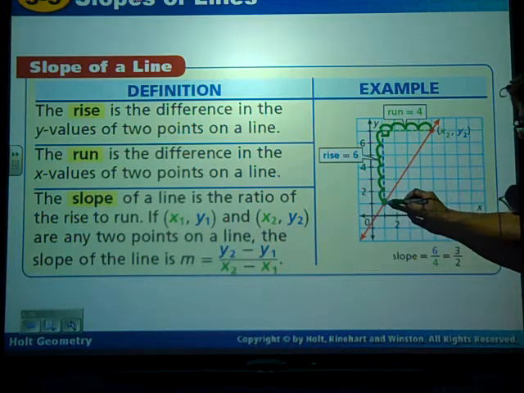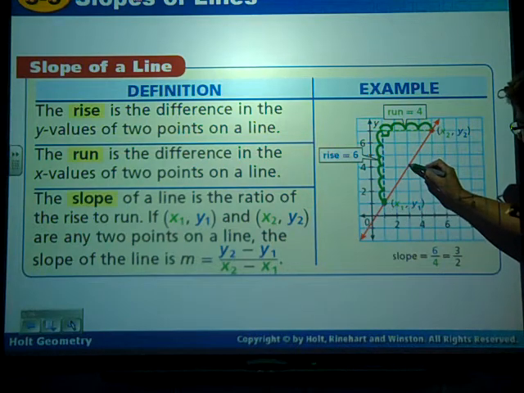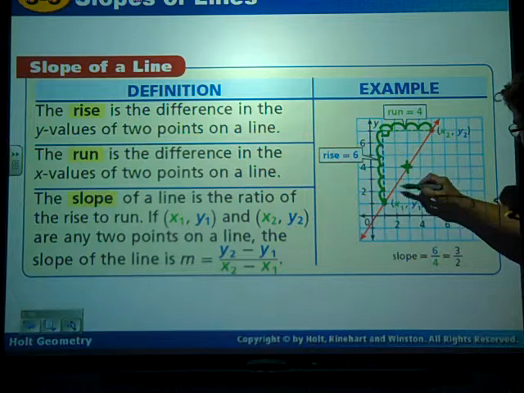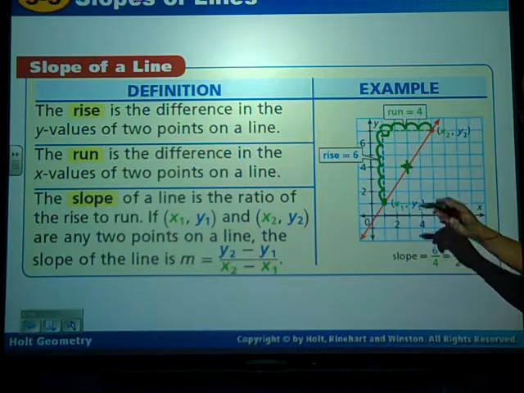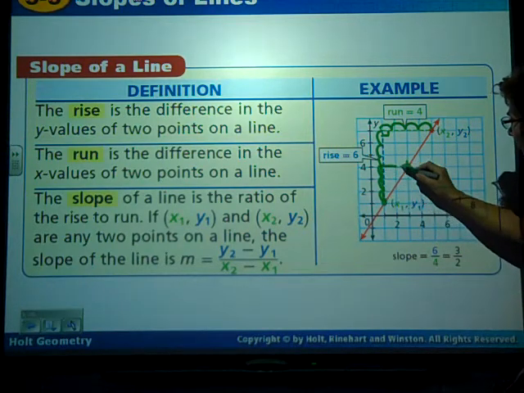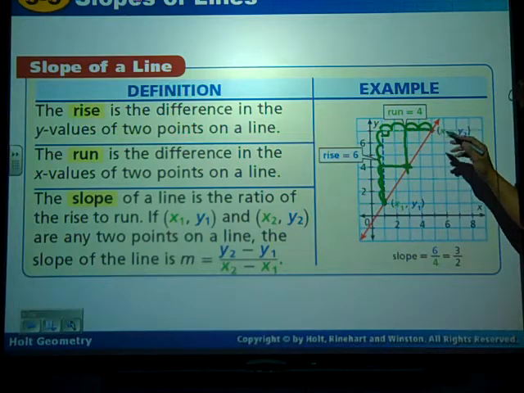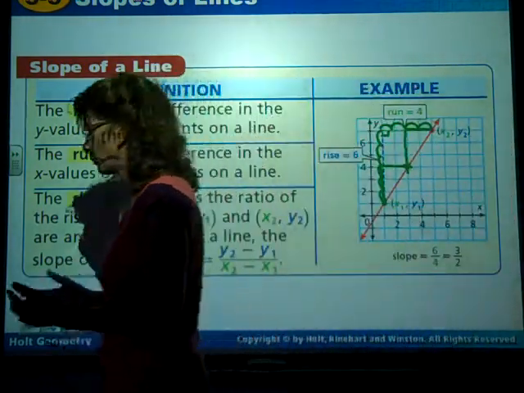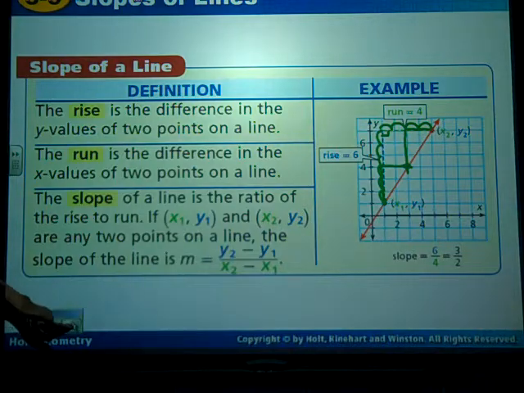Notice if you just look for this point, which is on a little crossing, and you look at this 2, see right here, up 3 to the right 2. So there's our slope. Up 3 over 2. And you can find all kinds of points on the line using that process.